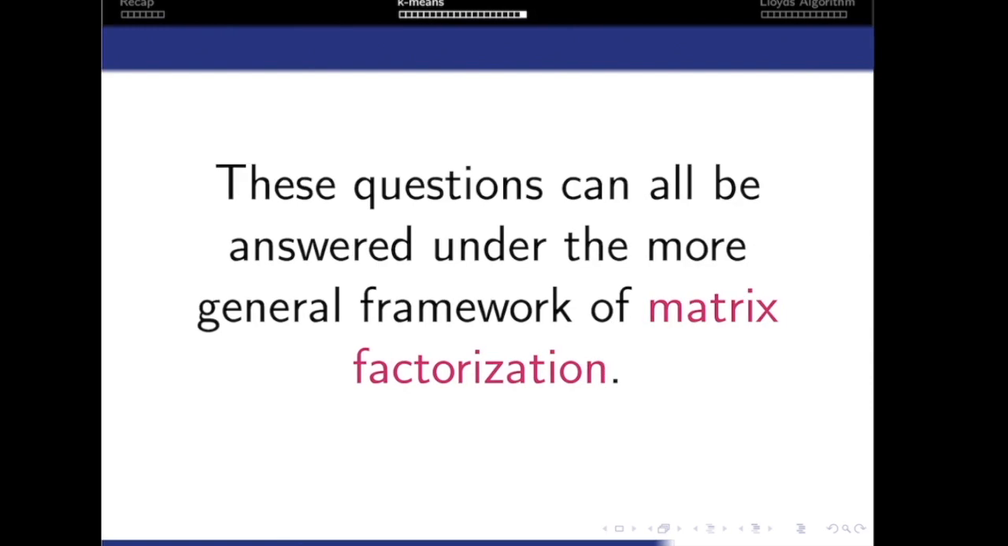Well, all these questions we can answer under the more general framework of matrix factorization. And this is where we now go back to SVD and the rank R matrix factorization problem. But this we will do in the upcoming part of this lecture.